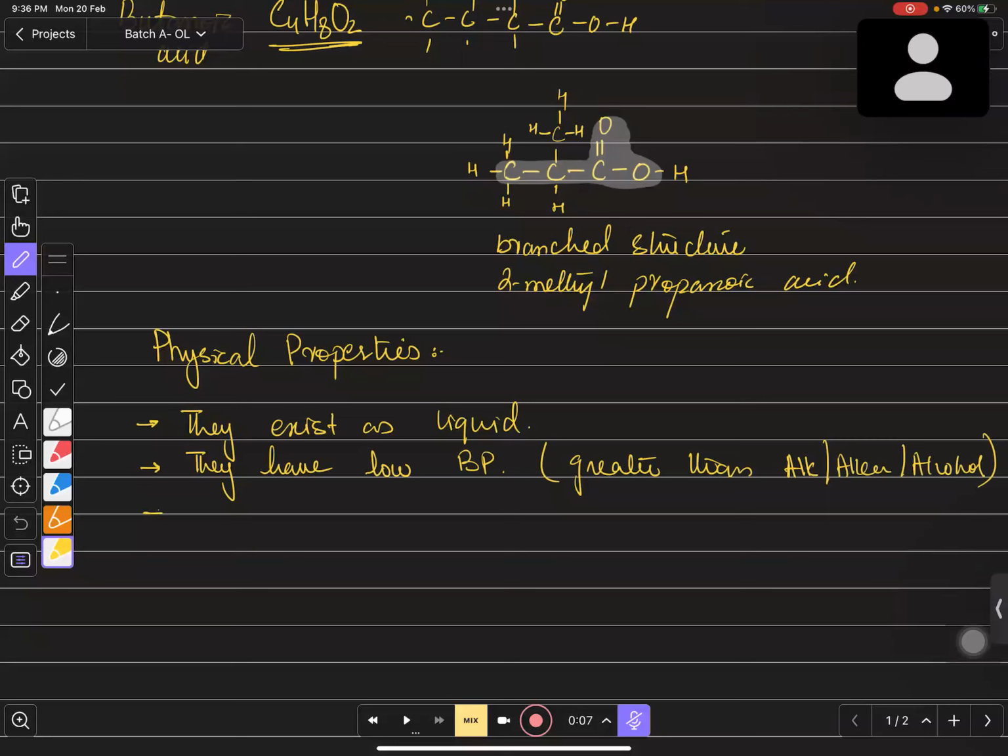Besides that, you can say that they are good conductors of electricity. Right? And having short chains, for suppose 2 carbon or 3 carbon, they are soluble in water, right? They are soluble in water. As long as their chain is short, they are soluble in water. That is enough for now.